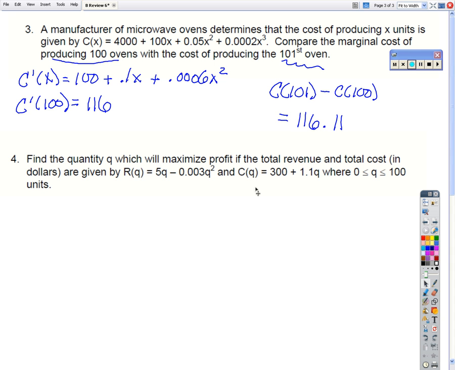Now there's a typo here in number 4 you need to fix. It's saying the quantity for this situation can only be between 0 and 100. Fix that to say that the quantity can be between 0 and 800.